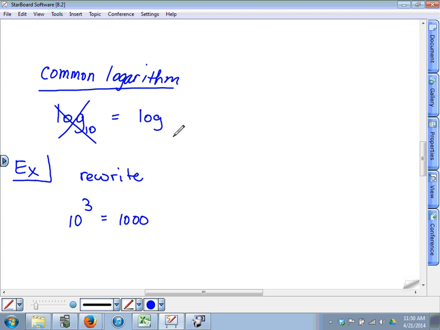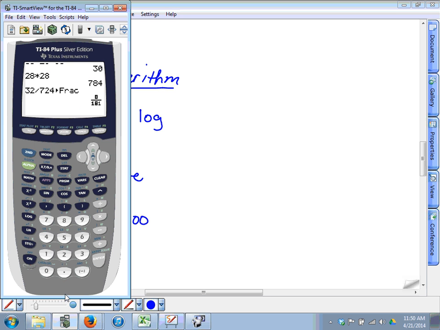Now, some of the newer calculators, like the 84 Plus Silver Edition, if you know where to find it, you can do other bases. If you're lucky enough to have one of those, let me show you. If you have an 84 Plus, even the yellow one, it's worth checking. Hit the math button, scroll up. Do you see how it says log and then a capital base on my screen?